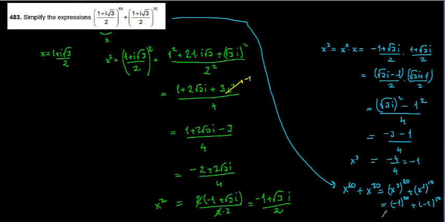Minus 1 to the power of 20 is equal to 1, plus minus 1 to the power of 10, which is also equal to 1. So the result is equal to 2. So the solution of this question is 2.